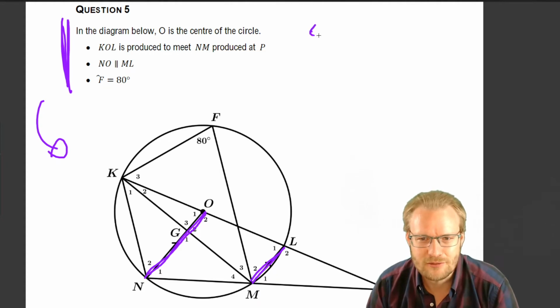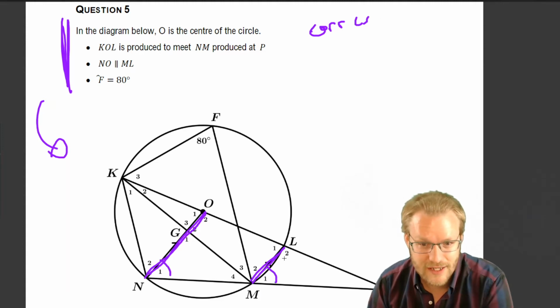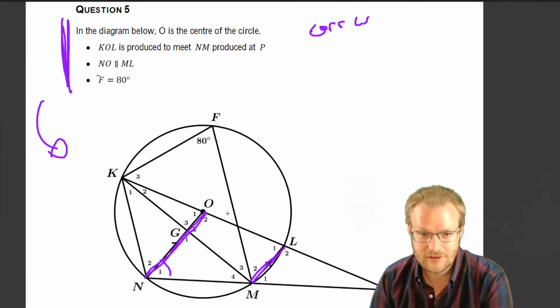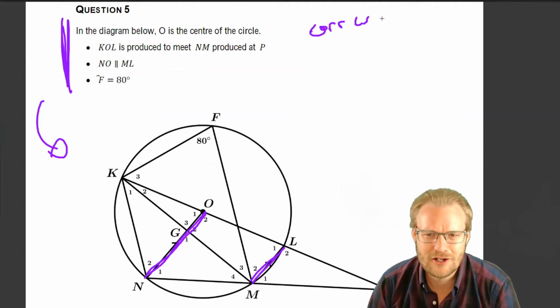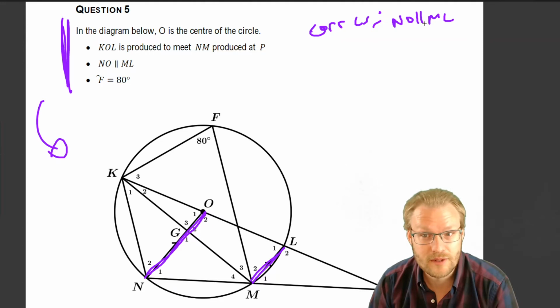Well, I already think corresponding angles are going to be equal. So there might be some corresponding angles. Oh, I see some over there, and over there. There's going to be a few of them. There, but not there. So for corresponding angles, remember to write parallel lines after it: NO parallel to ML. Whenever we use this reason, remember to write that.